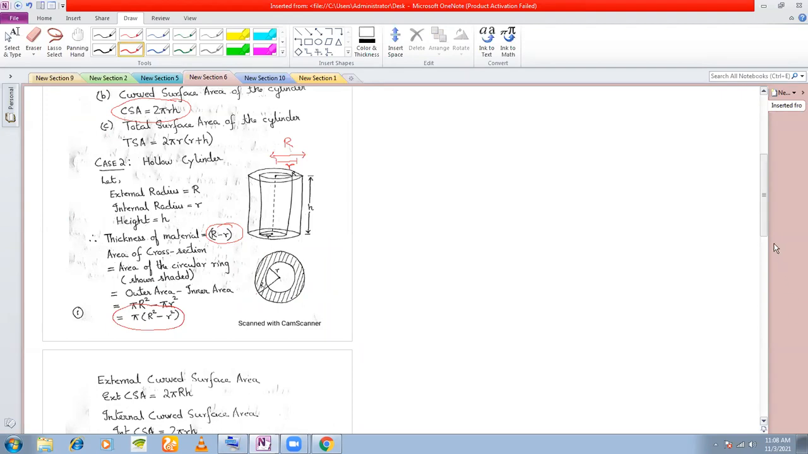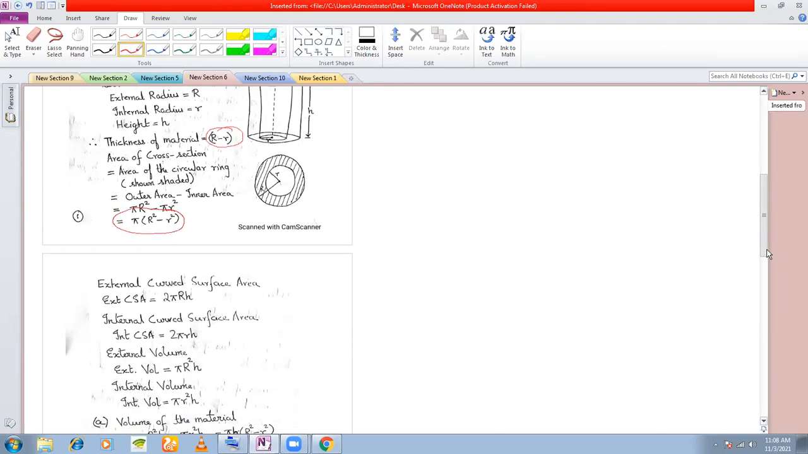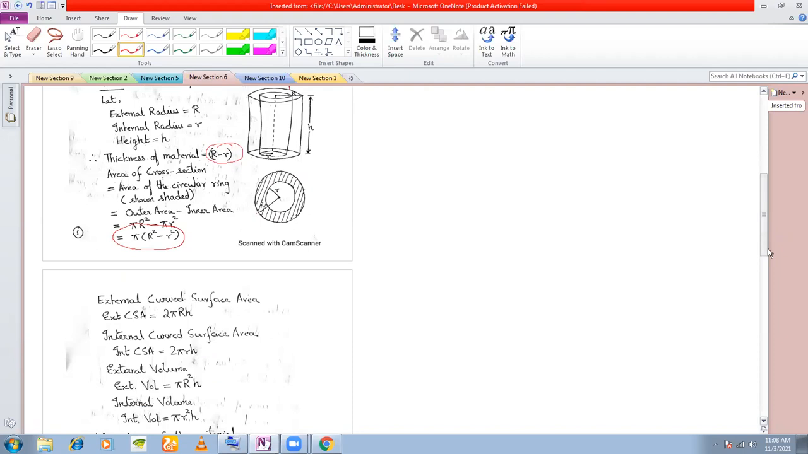Okay. So once we know this, now we are in a position to find out the external curved surface area. The external curved surface area is the area on the outside of the hollow cylindrical can, which is 2 pi capital R h, because the external radius is capital R. Similarly, the inner curved surface area is 2 pi small r h, because the inner radius is small r.